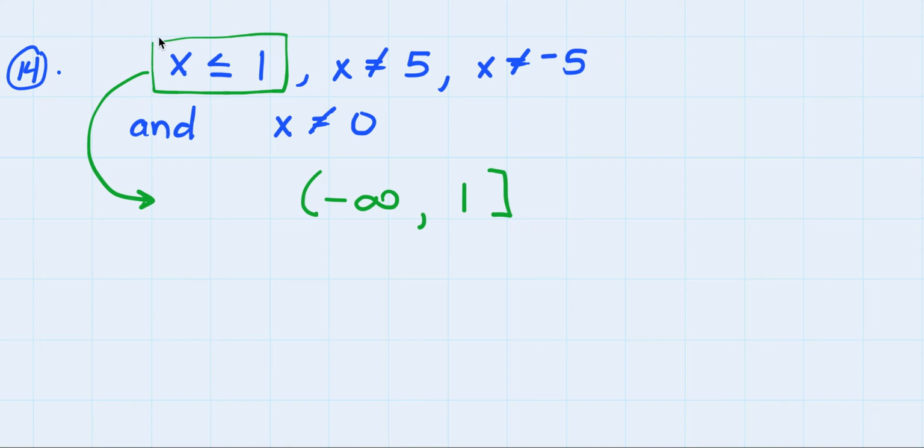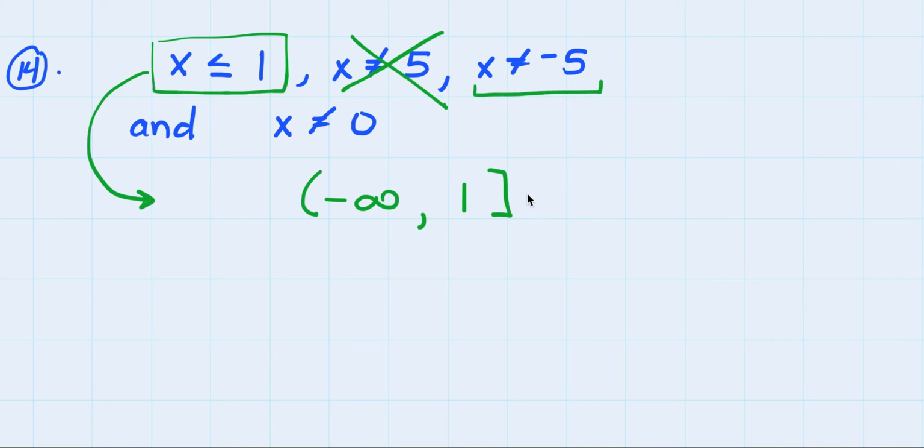Now I've taken care of this piece, now I need to take care of these three pieces. I need to get rid of 5 in this interval. Well, notice that 5 isn't in this interval, right? It's just negative numbers, and then you go to 0, and then anything between 0 and 1. So this piece isn't even in here, so I don't have to worry about it.